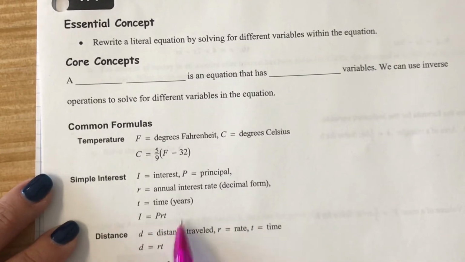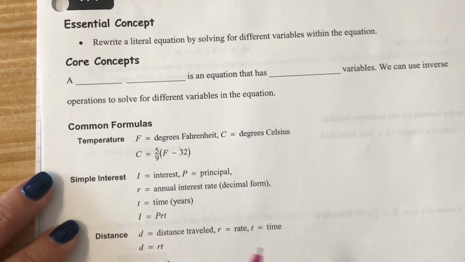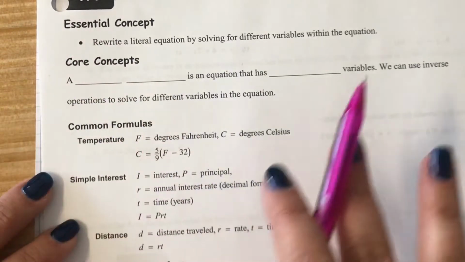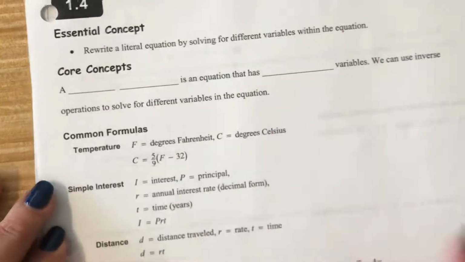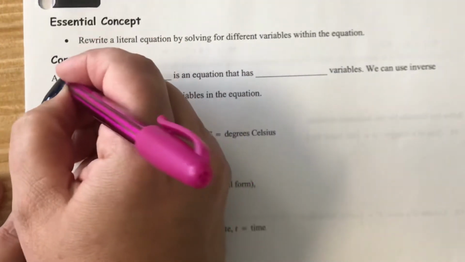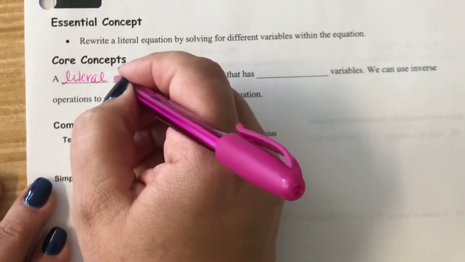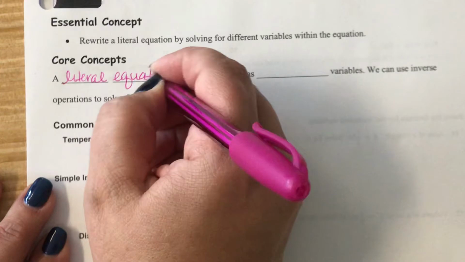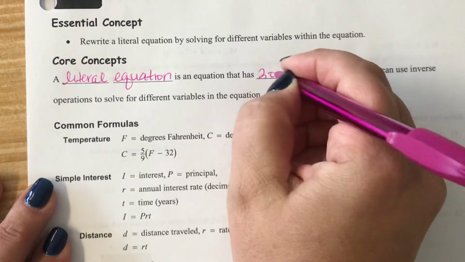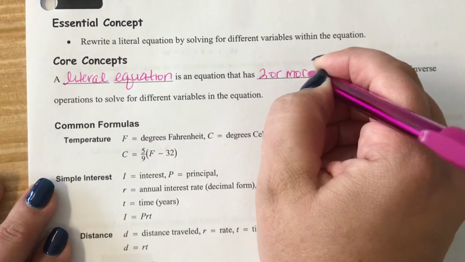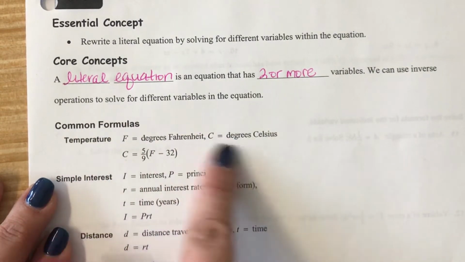So when you start to deal with formulas and other literal equations, which is what we call these guys, we want to be able to manipulate and move things around, even if I have multiple variables. So let's formalize that definition. You just heard me say it, but a literal equation is an equation that has two or more variables. Anything with more than one variable. We can use inverse operations to solve for different variables and just reorganize it.